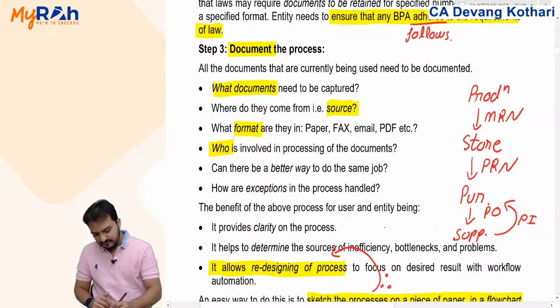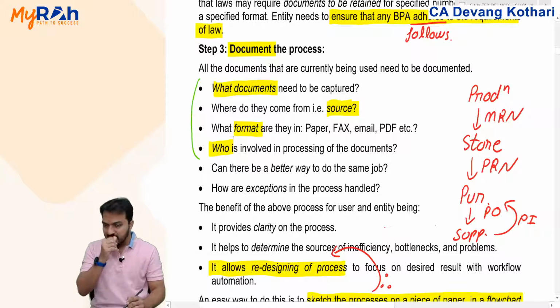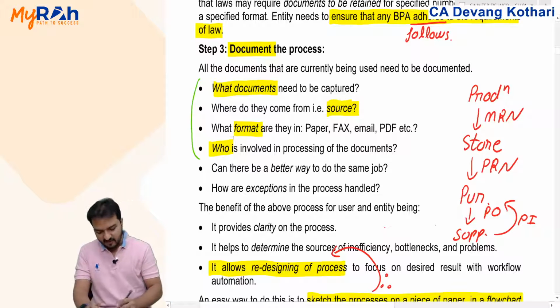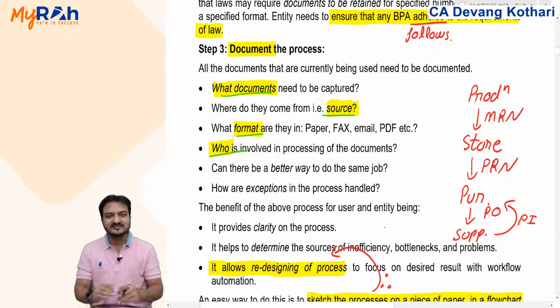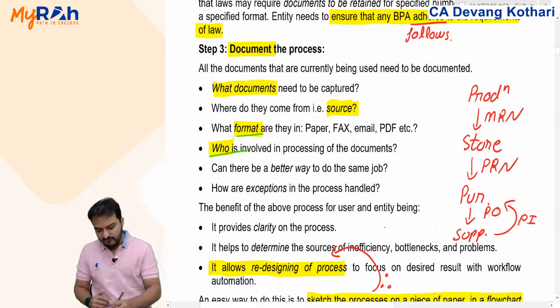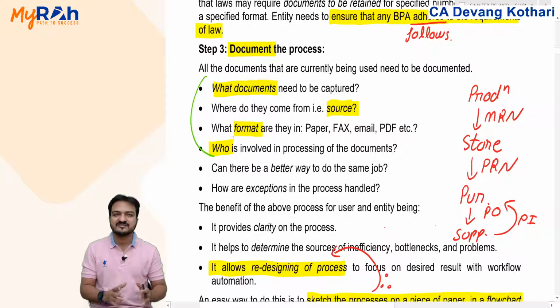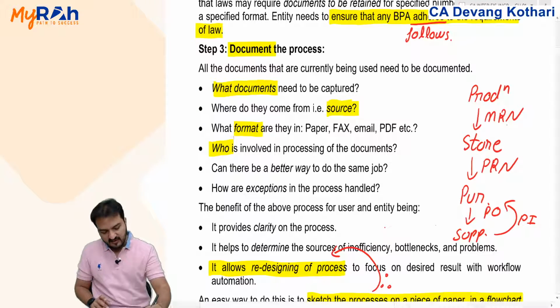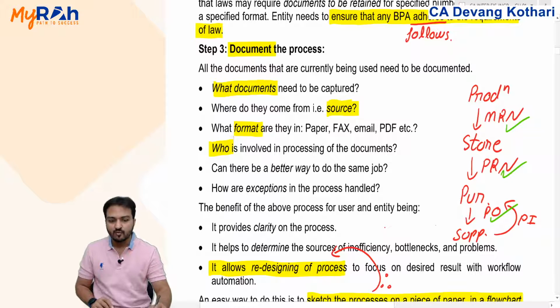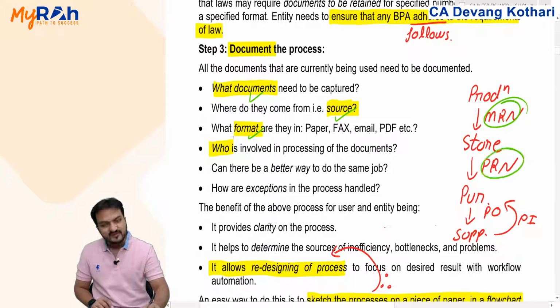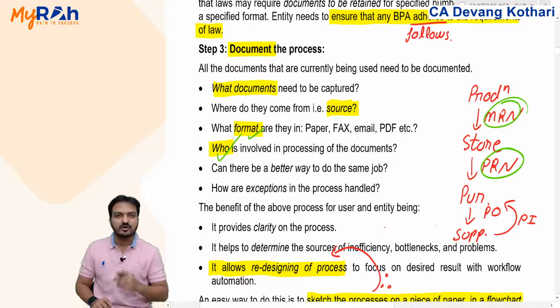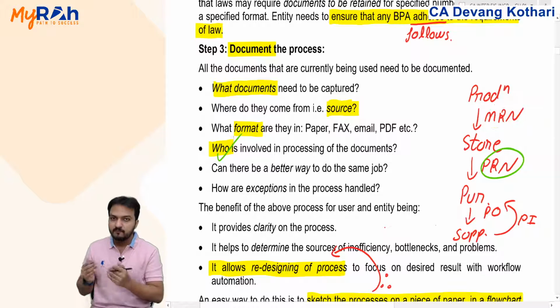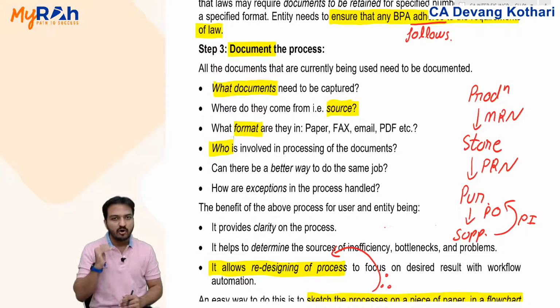It involves initially the kind of documents that are involved, like what documents are involved, what will be the source of the documents, format of the documents, who is responsible for these documents. All these documents that are related with your business you need to ensure. Documents like purchase invoice, MRN, PRN, purchase order. What documents are involved, what will be the source, what will be the format, who will be responsible, all that you have to decide.